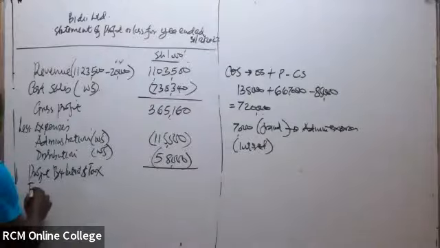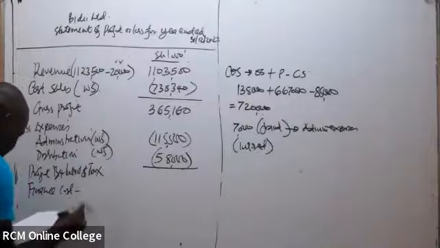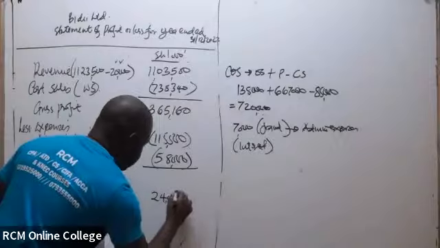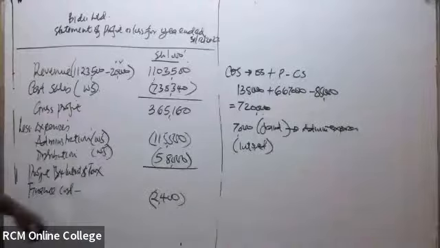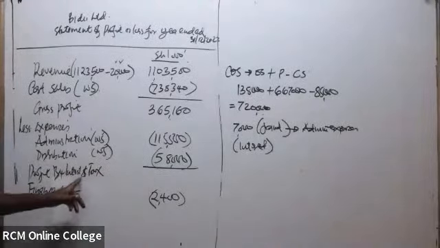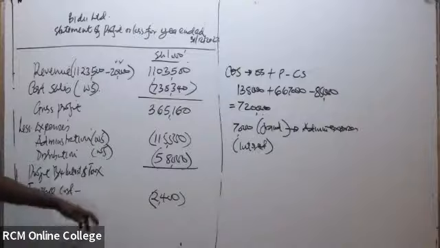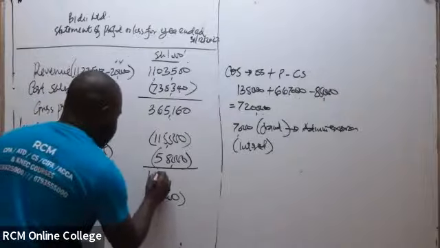Then in this case, of course, you can now put the finance costs, where we have the bank interest of 2,400,000. That becomes our finance cost. So how much are you getting as the profit before interest and tax? It is 191,660.